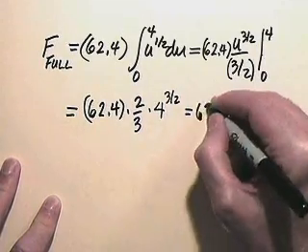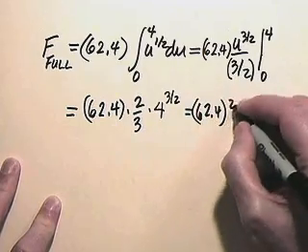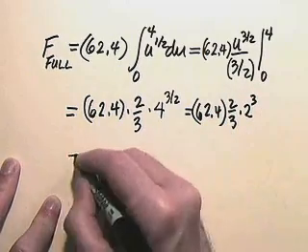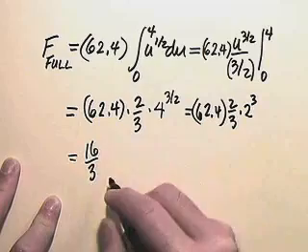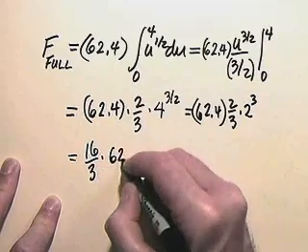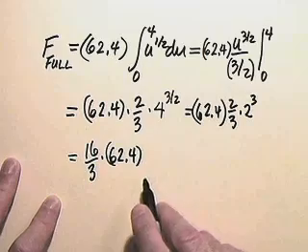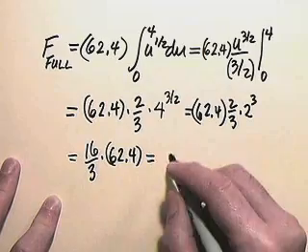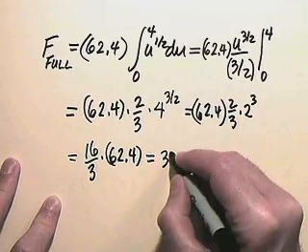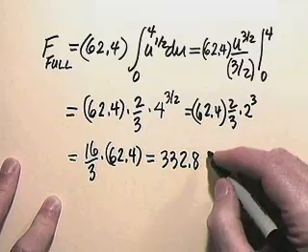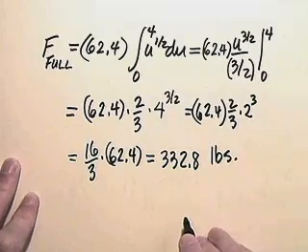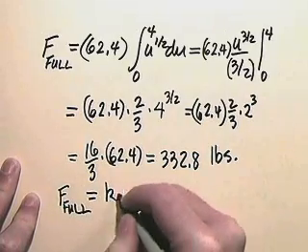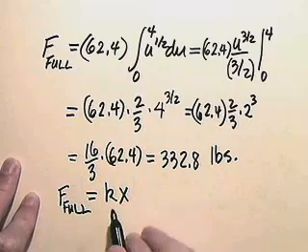So we have 62.4 times 2/3 times 2 cubed. 8 times 2 is 16, so that's 16/3 times the weight density of fresh water, 62.4. And so this is the force in pounds on the plate. Now if we calculate that, what we find is it's 332.8 pounds.